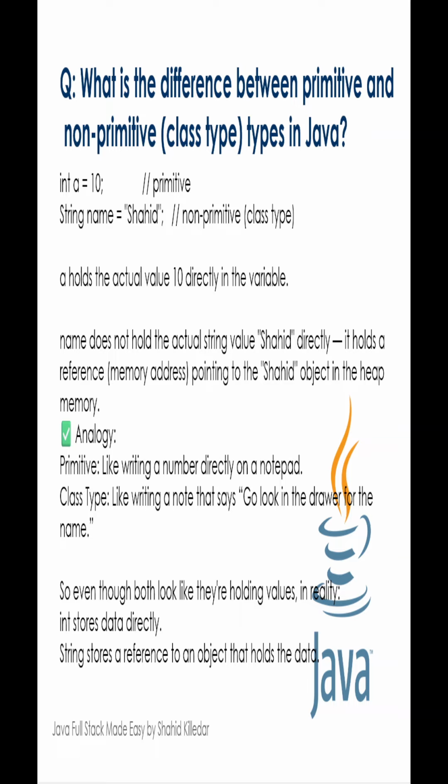Even though both look like they're holding the value directly, in reality a stores the value directly as it is a primitive type, whereas name holds the memory address of Shahid.